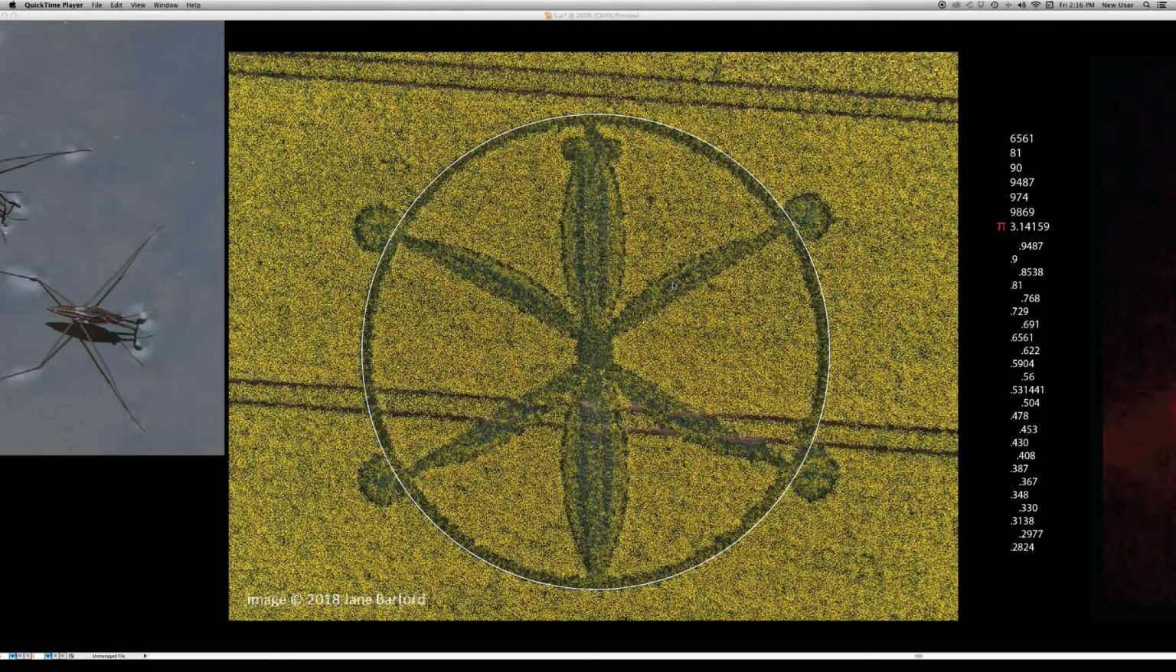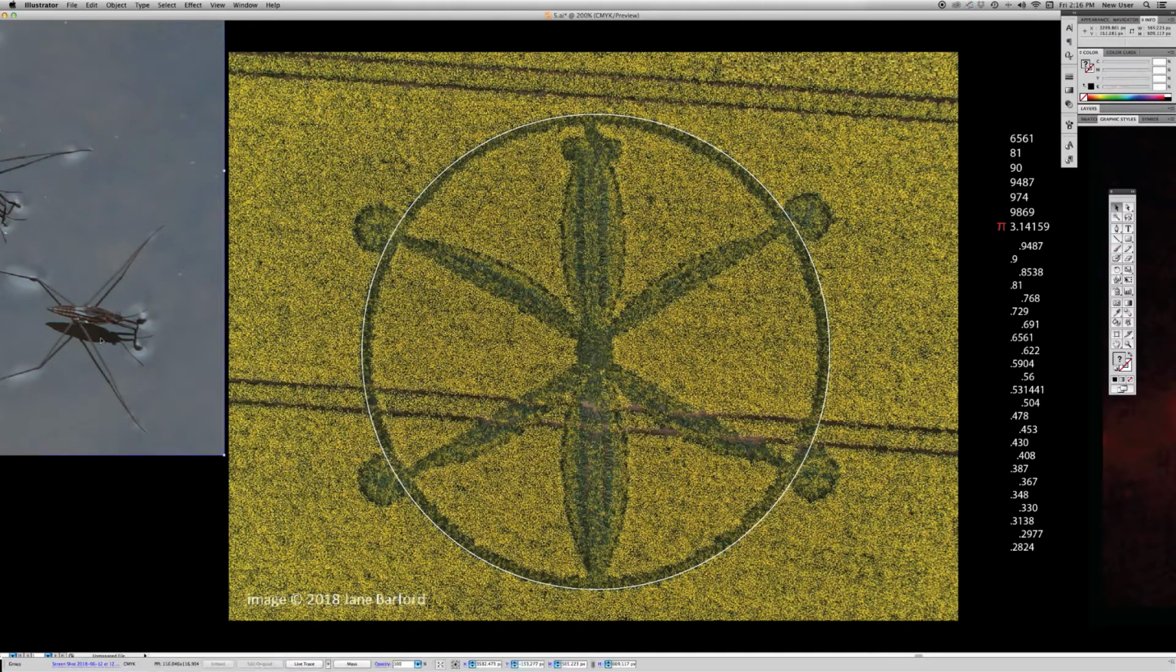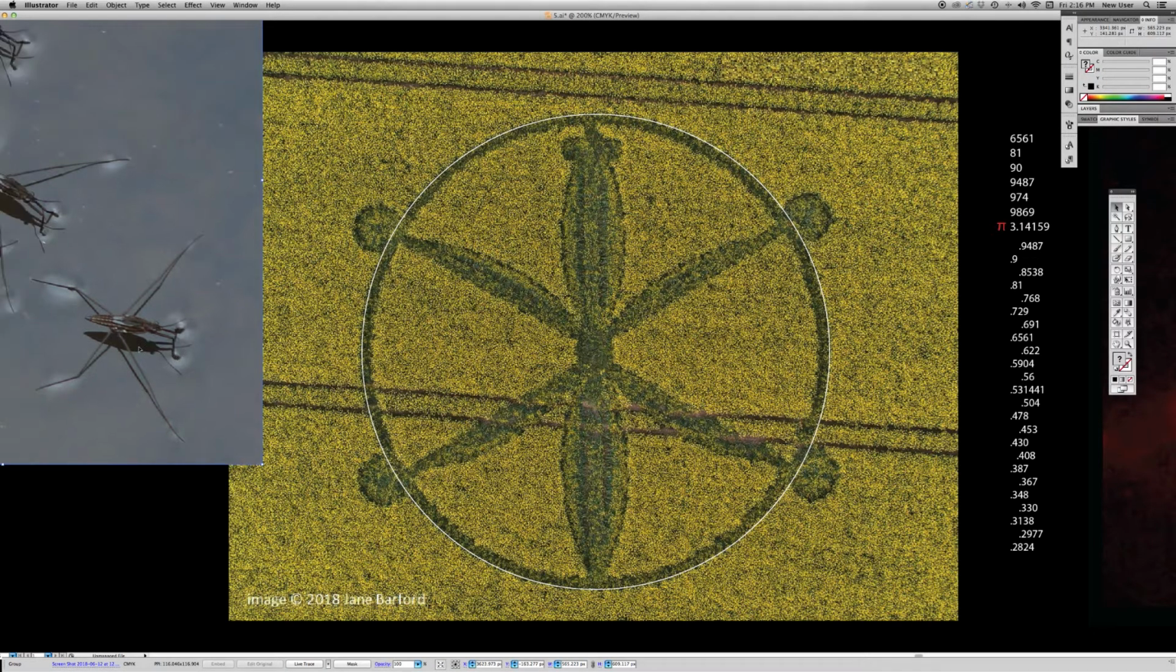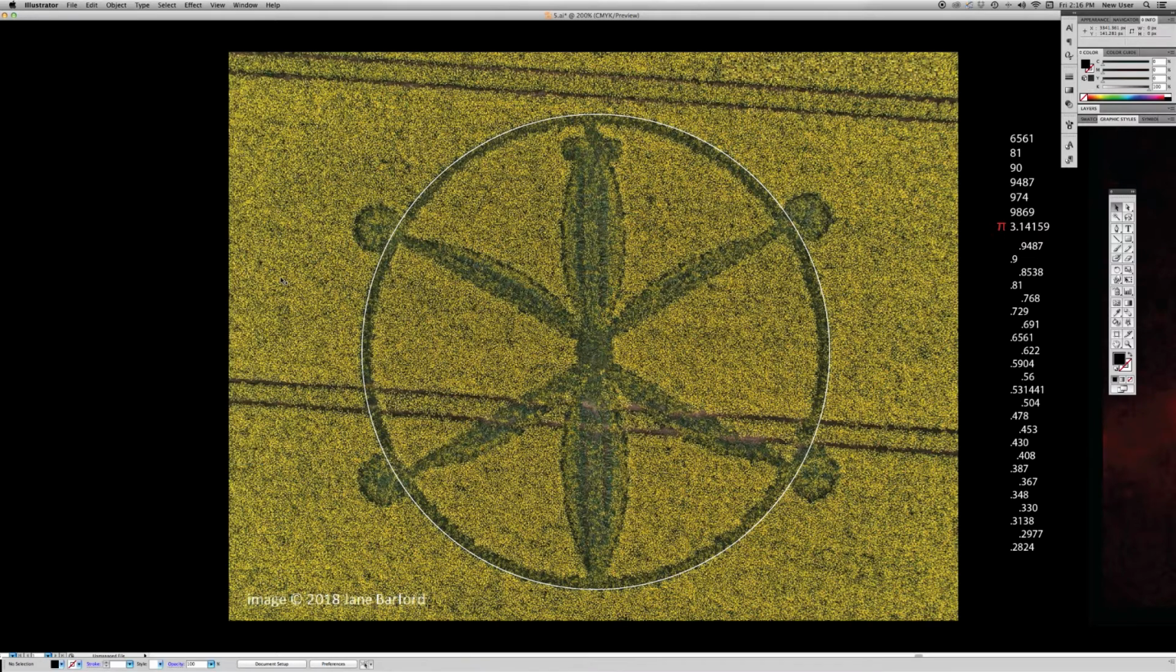The water strider. That's a water strider. It floats around on the surface of the water, and its legs stick out at basically 60 degrees. It forms a hexagon shape, which might be linked to the hexagonal nature of the carbon molecule, as it is a carbon-based life form.